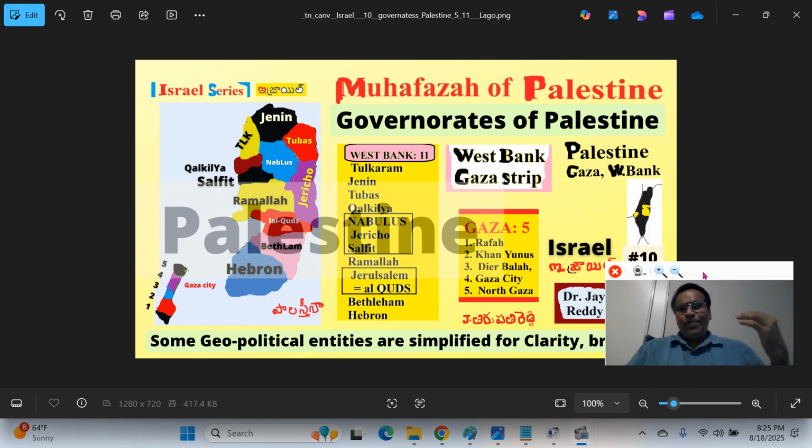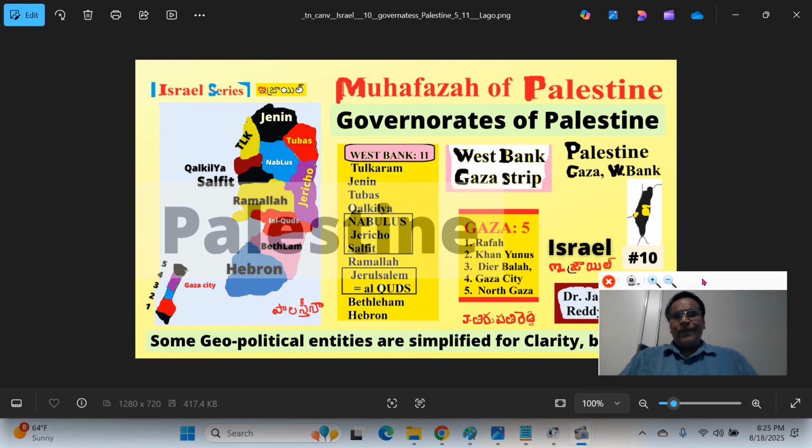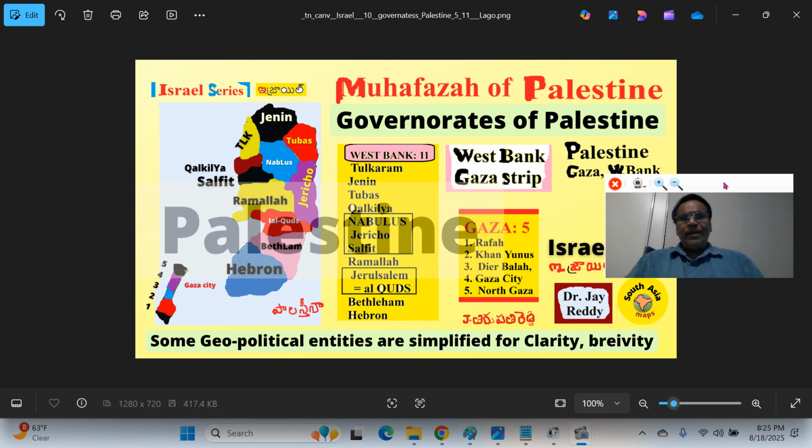This is part 10 of the Israel, West Bank, Gaza, Palestine series. The current presentation deals with the muhafazas, the sub-regions of the Palestine state, a geopolitical entity. It is two pieces separated by Israeli territory. The eastern side is the West Bank region and the Gaza region. The West Bank has around 11 sub-regions, we can say provinces, not really governorates, maybe that is the better term, and the Gaza region has around 5, total 16.